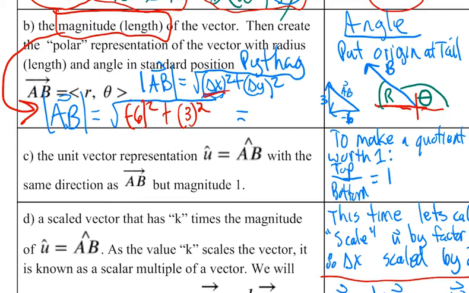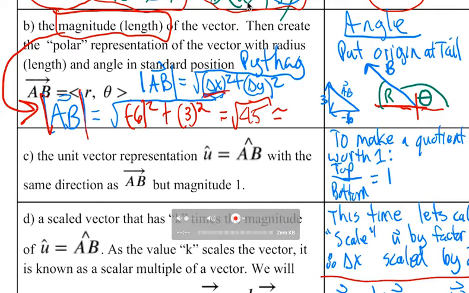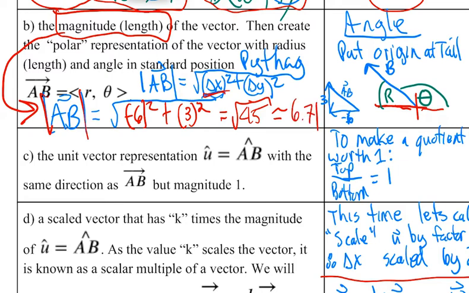What does that work out to? And let's just erase that. That equals 6 squared is 36, and 3 squared is 9. 36 plus 9 is 45. That's the square root of 45, and that is what we call the magnitude or length of vector AB. Now, we can write this as a decimal if we want. So that is 6.71, if I use my calculator. All right, so that's the length.